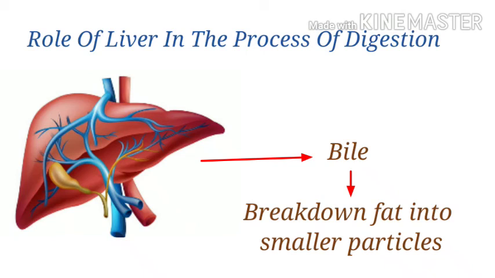So these are the two major functions of the bile secreted by the liver. The first one is conversion of fat into smaller particles. Another one is making the food alkaline. This bile juice secreted by the liver is stored in the gallbladder.